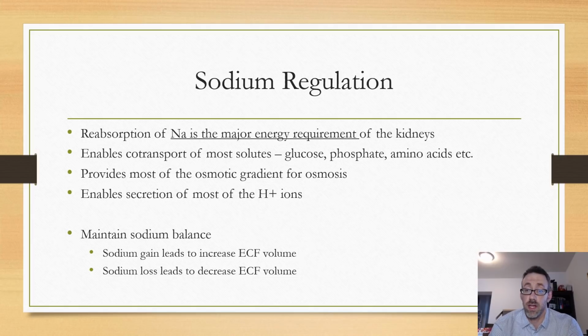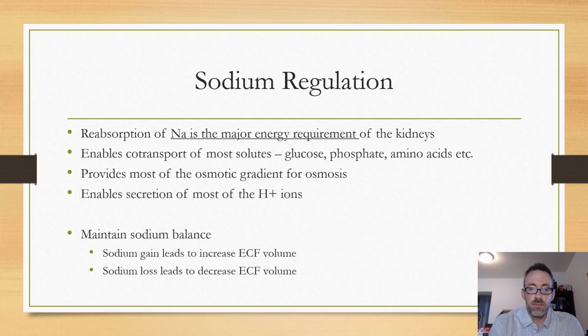The movement of sodium also influences the movement of water in many parts of the nephron, as we discussed in the previous lecture. So it can establish an osmotic gradient for water flow. And of course, secretion of protons, which we'll talk about in more detail during this lecture.